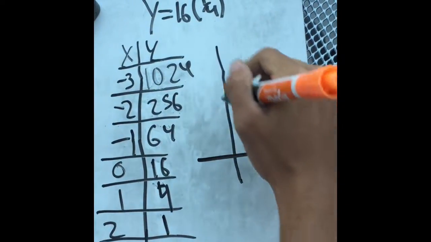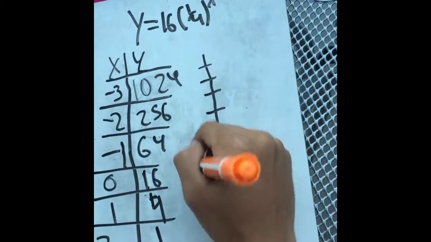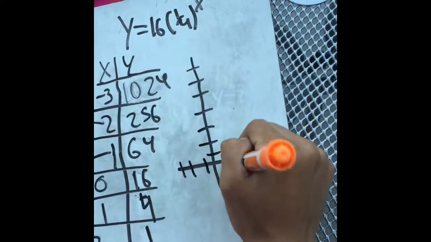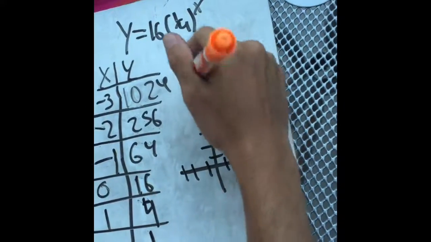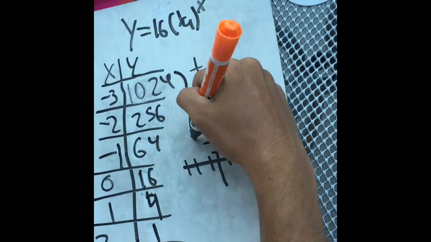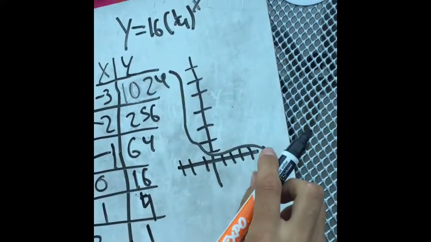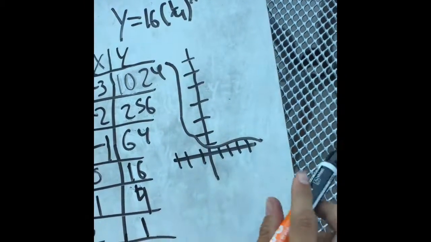Look something like this, and then go like that, and like that, and then since it's a decay, it would look something like this. And it would slowly get closer to the x line until you can barely see it.